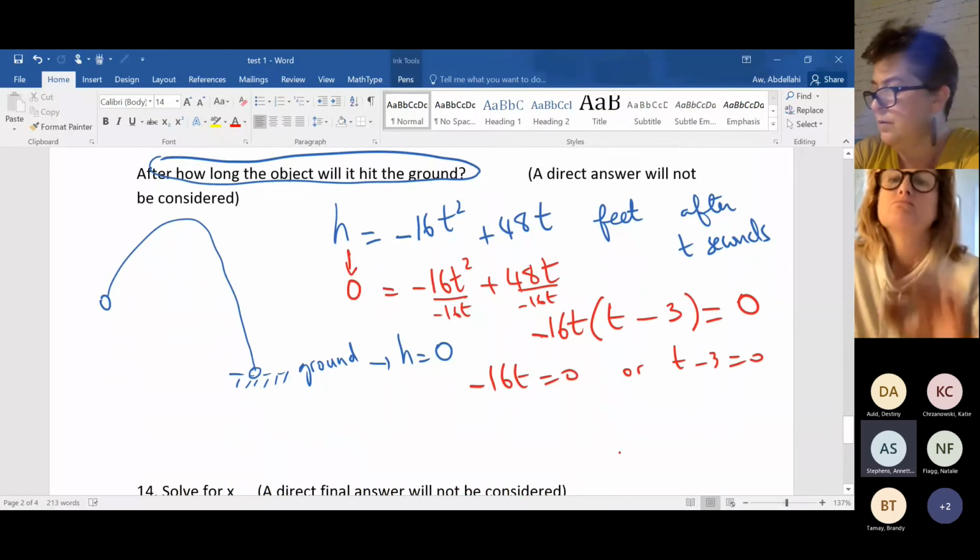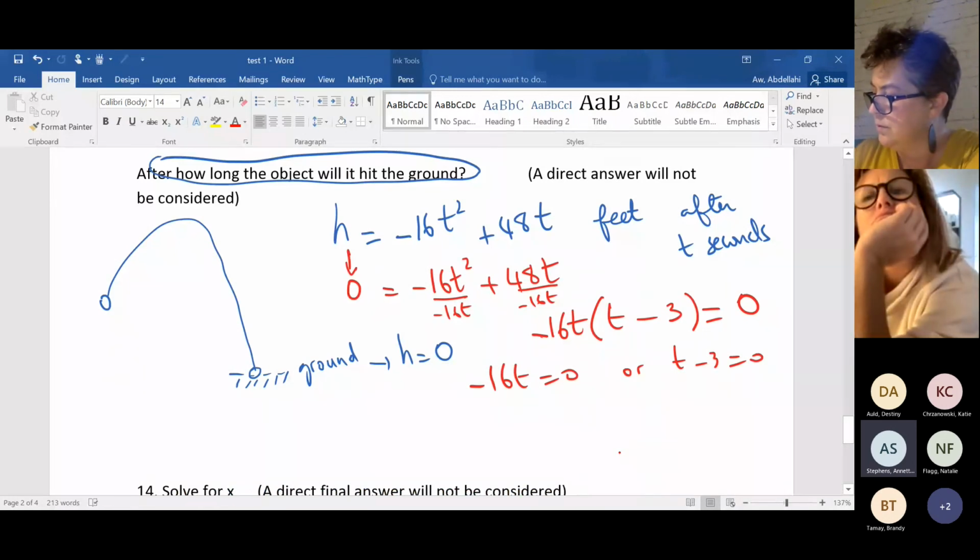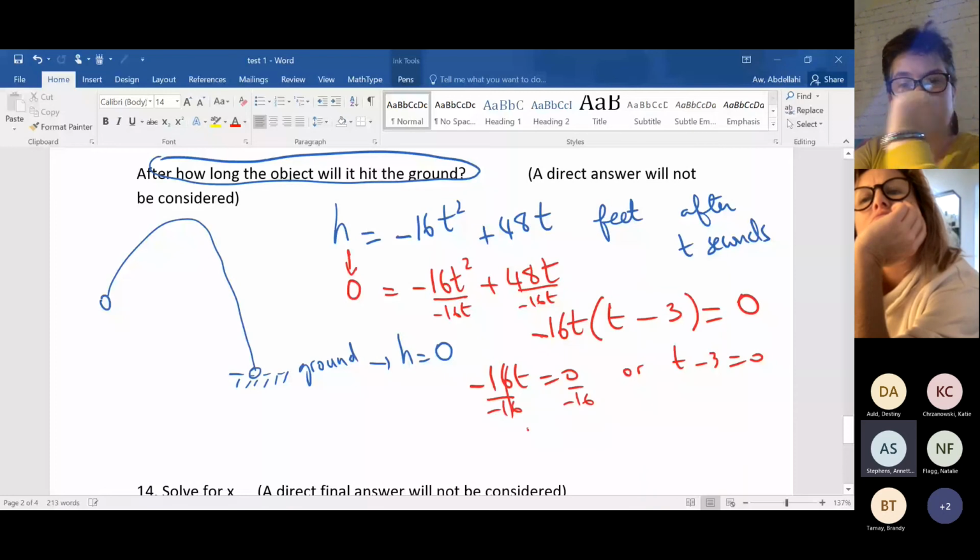0, exactly. Don't say 16. It's not 16, it's 0. Because when you divide by negative 16, 0 divided by any number is 0, right? And then here you add 3, you get t equal 3.